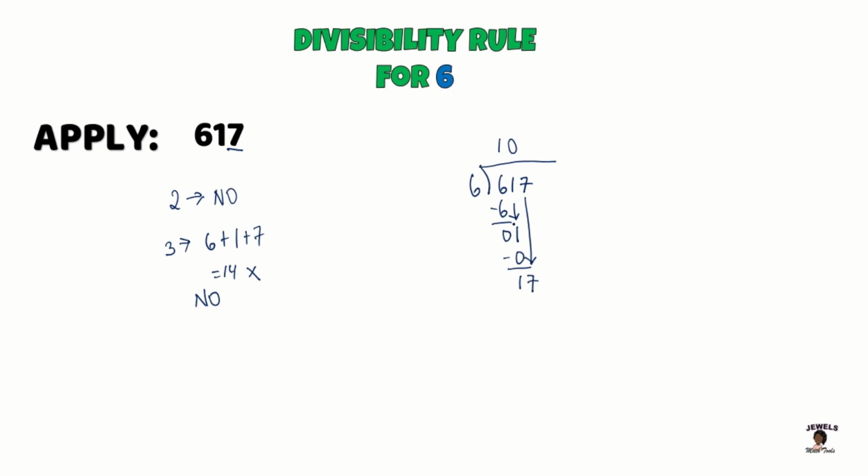Changing 1 into 17. 6 goes into 17 twice. 2 times 6 is 12. And 17 minus 12 gives us a difference of 5. So again, we have a remainder, which means again this is a no to 6. So this number is not divisible by 6, as we can see with our rules for 2 and 3 as well. Let's look at a third example.